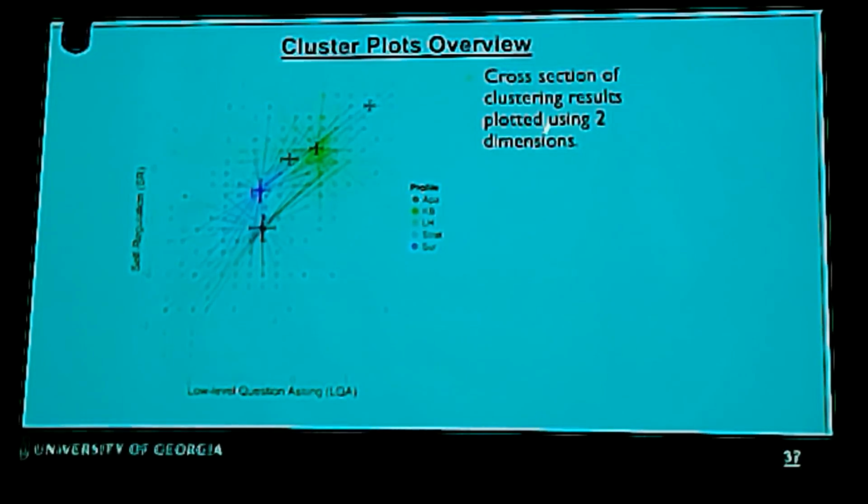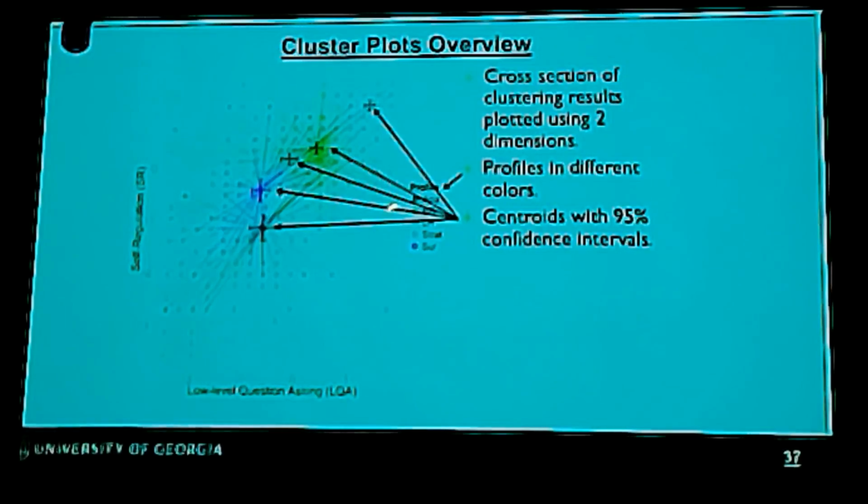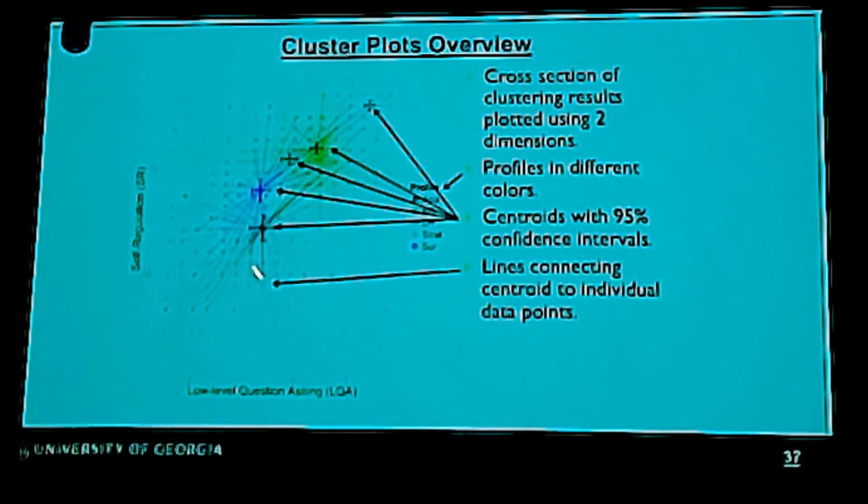But just to get you oriented with what these are telling us, this is just a cross section of the two variables we looked at for our clusters, right? We have a measure of self-regulation and a measure of question asking. It says low level, but really it's just how much they're asking questions in class. The profiles are in different colors, right? These are just numbered for me. I had to go and figure out that these were the actual learning profiles from the literature, but I have them labeled here to help with the interpretation. So the centroids of these clusters are plotted along with their 95% confidence intervals, so we're doing almost bar chart comparisons across variables here. And the lines here are connecting the centroids to individual data points.